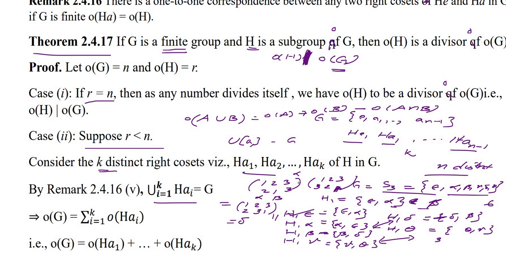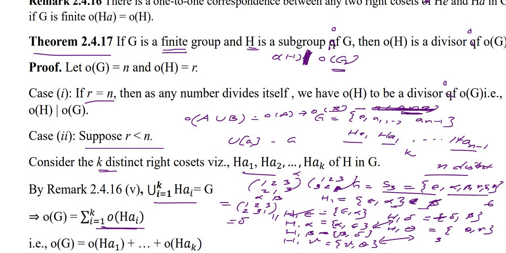In this case, there is no element common to them. We have considered only the distinct right cosets, so you will not have A intersection B having any element. That means this term will not come, which means order of A union B is order of A plus order of B. So that is what we have done here. It should be order of this, and if you expand it out, this is what you get.